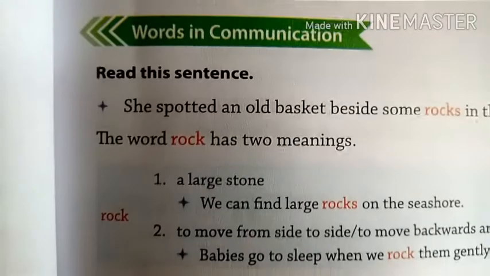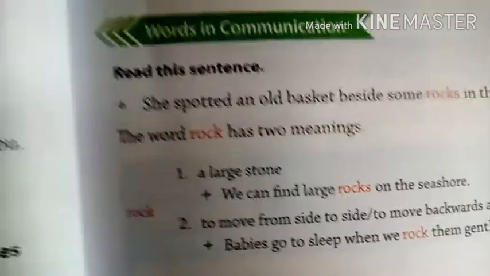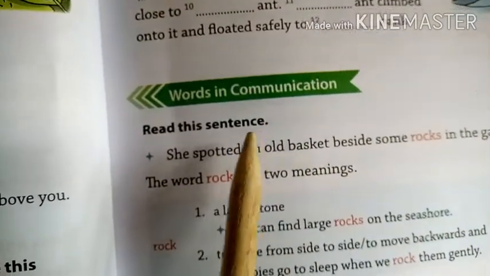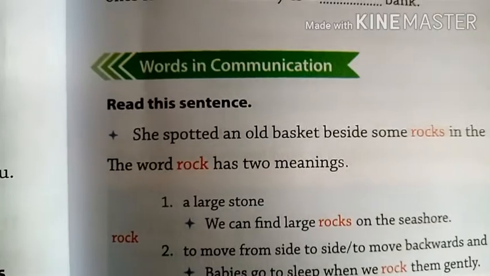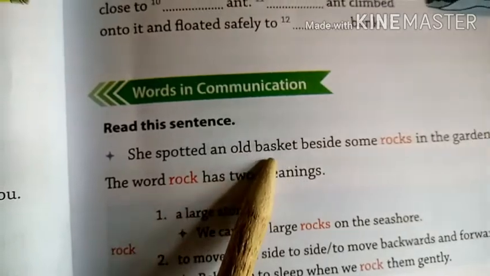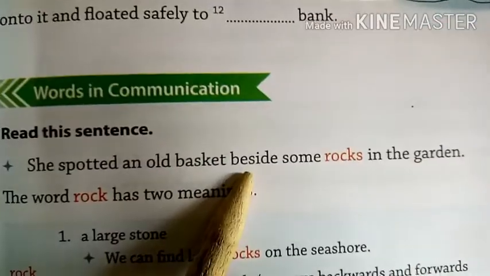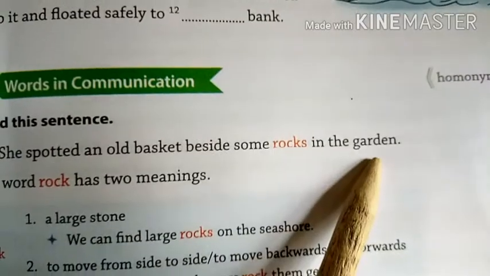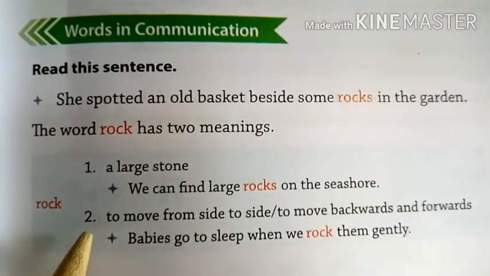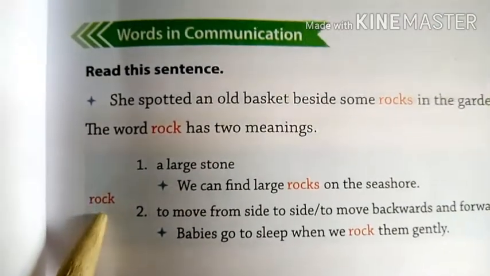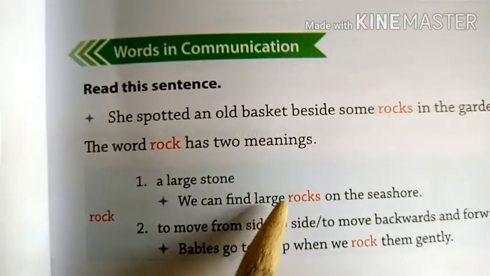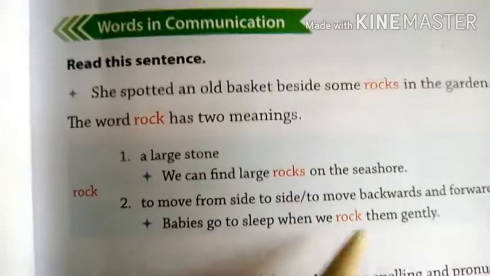Student, now words in communication. Read these sentences. She spotted an old basket beside some rocks in the garden. The word rock has two meanings. Which are these meanings? You see ROCK, rock. A large stone means rock. We can find large rocks on the seashore.